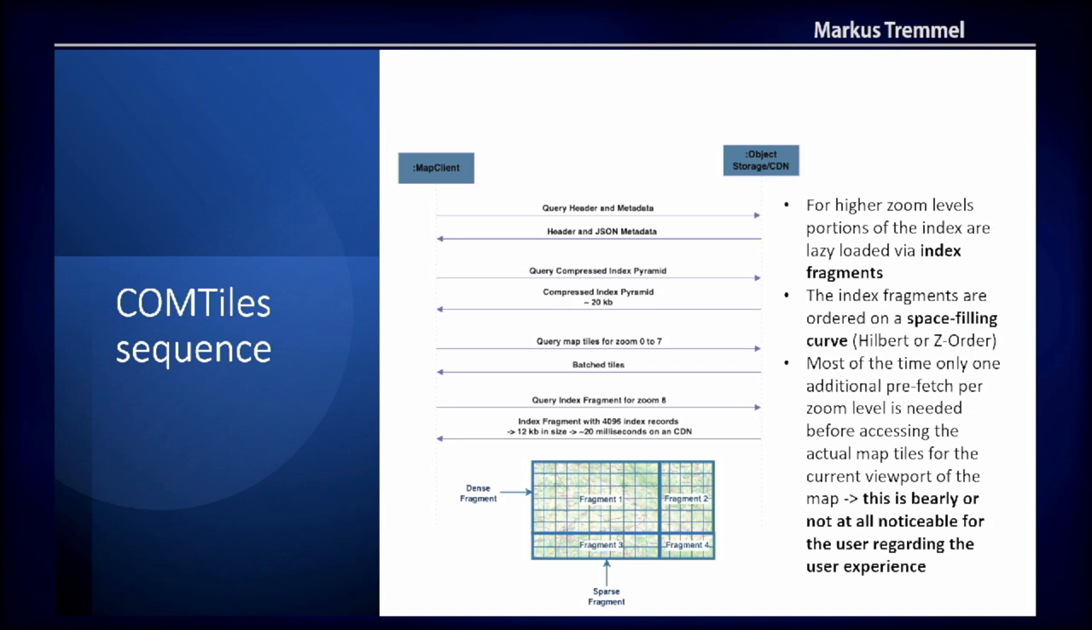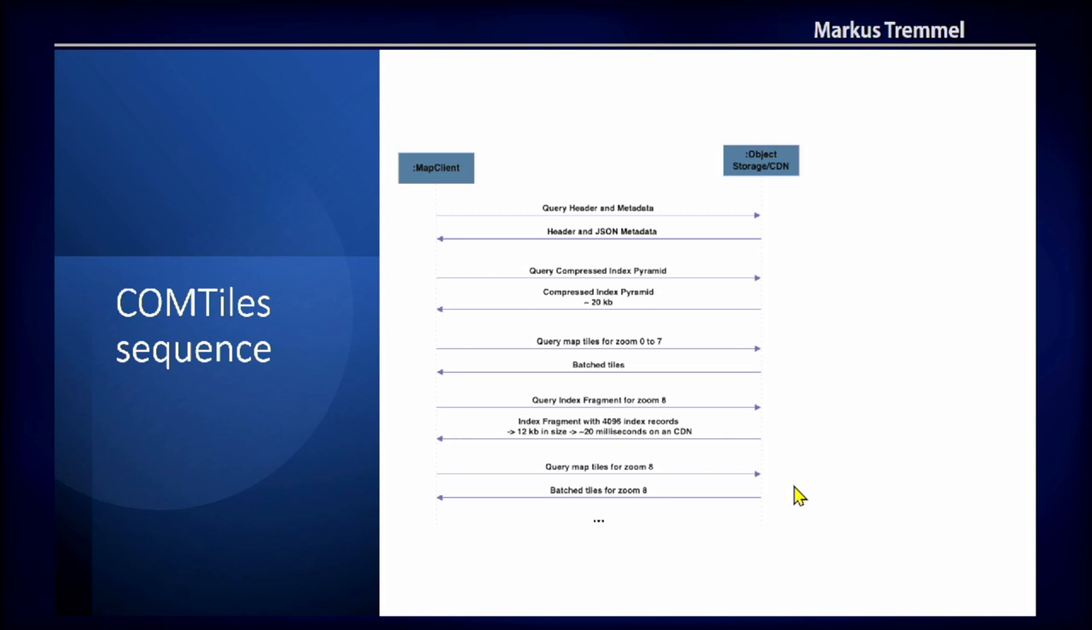And if you are deploying that on a CDN, we are talking about maybe, on an average internet connection, 20 milliseconds which this prefetch costs. So it can be even faster. So it's not really noticeable for the user regarding the user experience. And the next step then is you can go on with that. You can query now the map tiles again and also do it in a batched request. So batch together the requests. And then again, you can load the index fragment, so lazy load the index fragments, and go up to zoom level 14 that way.